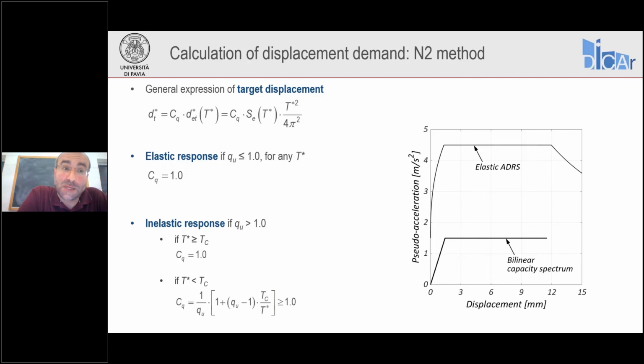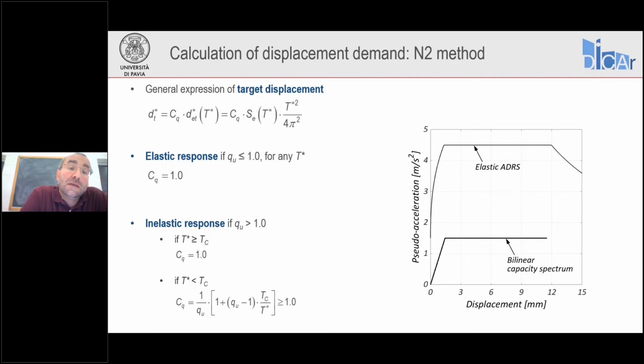Our elastic displacement demand, D star ET, can be obtained from the elastic pseudospectral acceleration S E of T star by transforming it through this relationship. We multiply the spectral acceleration times T star square over 4 pi square. This gives us the elastic spectral displacement. And then we may have to amplify it by C sub q. However, if the strength ratio is less than 1, it means that S E of T star is less than A Y star. So we are not even yielding our oscillator. The response is elastic, so C sub q is equal to 1. We just keep the elastic displacement demand.